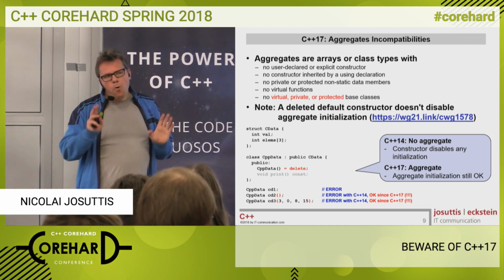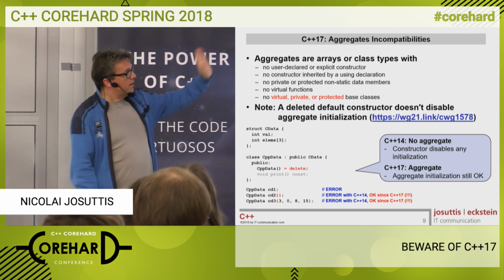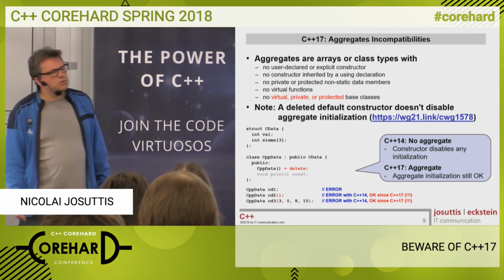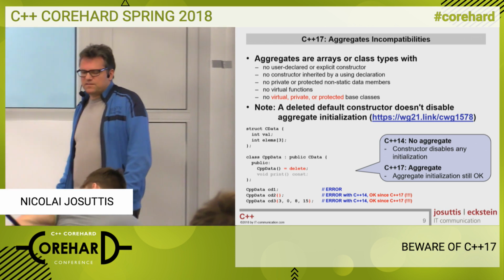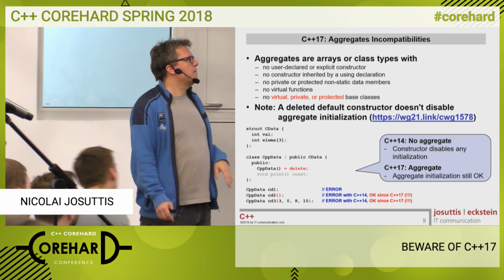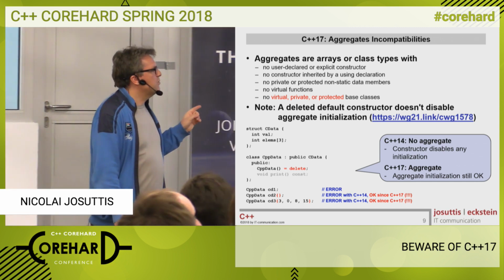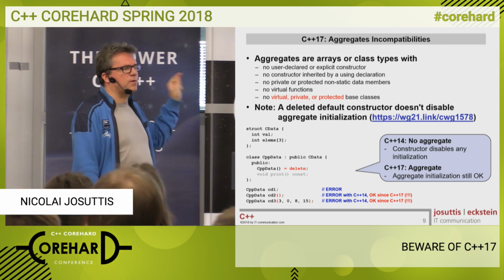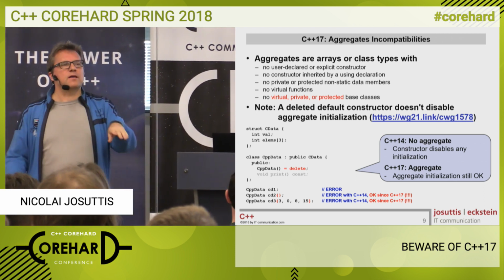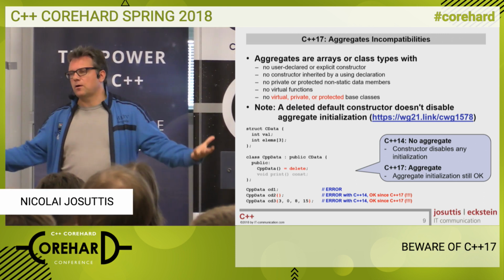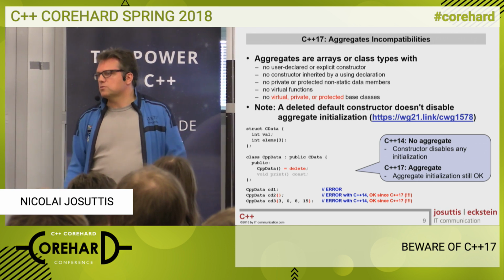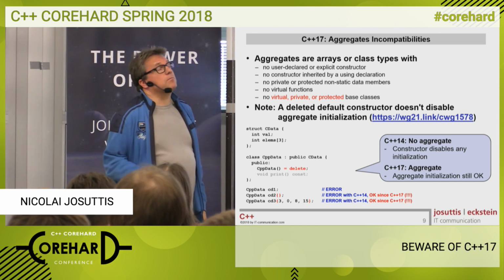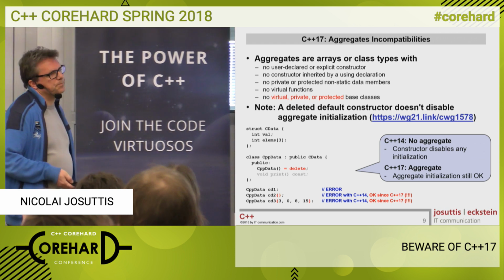So we hope we fix these strange rules. There's a core working group issue which made the initial decision, which we now try to fix, because we think the moment you have a deleted default constructor, even in an aggregate, it should no longer be possible to create objects just with braces. So it should more or less maybe even not be an aggregate anymore.